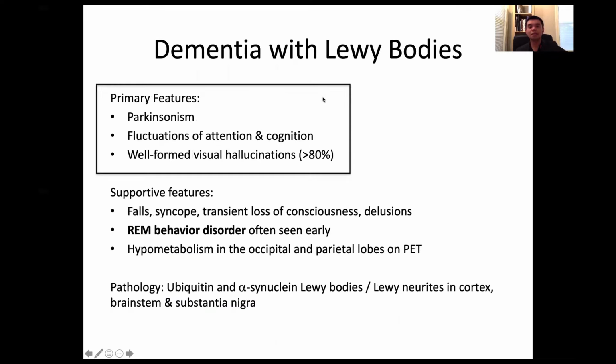So let's talk about dementia with Lewy bodies, which is another neurodegenerative illness associated with movement disorders. There are three primary features with it. One is Parkinsonism, so there are movement disorder features that look a lot like Parkinson's disease. There are fluctuations of attention and cognition. And there are also well-formed hallucinations in a good majority, over 80% of these patients.